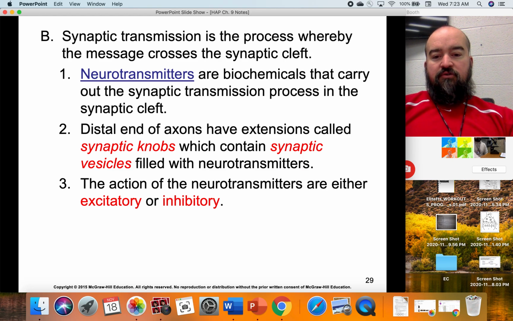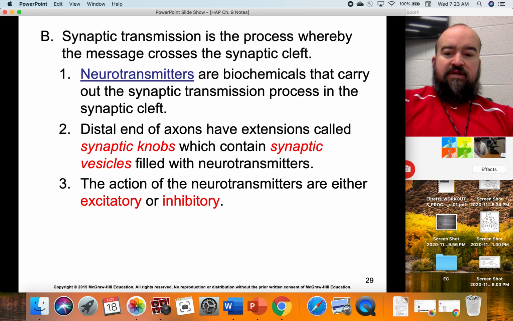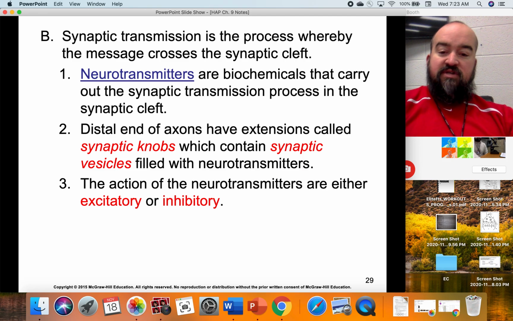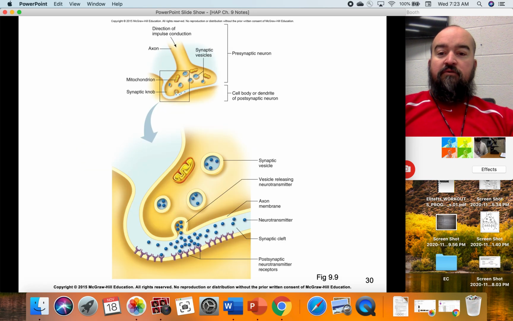And the action of neurotransmitters, there's two main classes of neurotransmitters, these little chemical signals. They're either excitatory, which means they're driving the membrane potential toward firing an action potential, an impulse, or they're inhibitory, which means they're driving it away from an impulse.